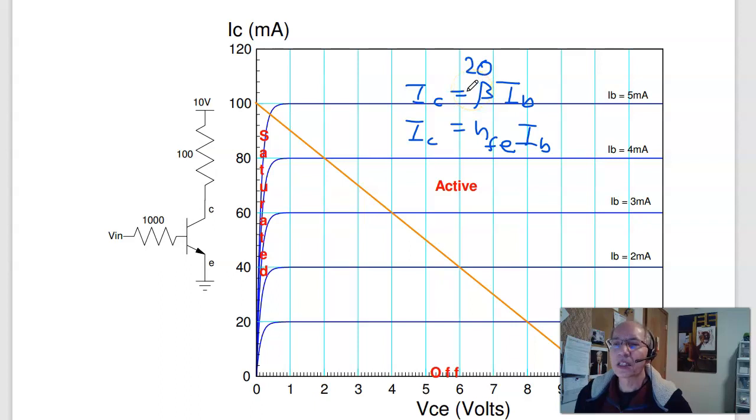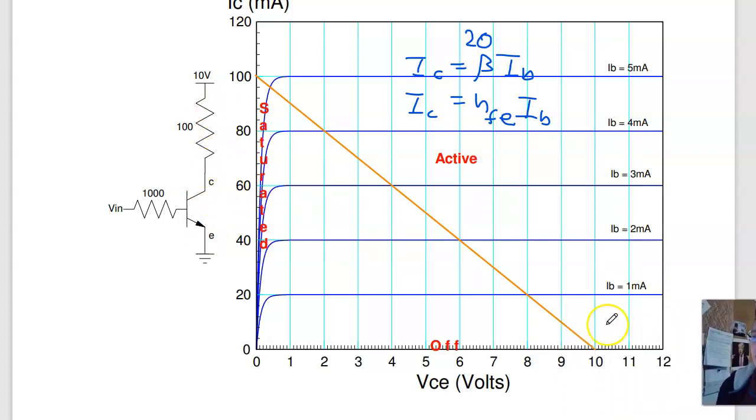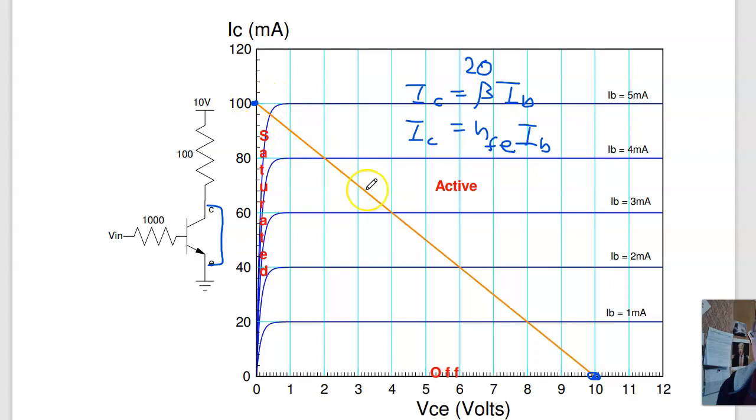Let's see. The load line then is, if the current is 0, I have 10 volts across the transistor. So I intercept the x-axis right here at 10 volts. On the y-axis, if I short this, I get 10 volts over 100 ohms, 100 milliamps. 2 points determines a line. There's your load line. And the regions are down here.